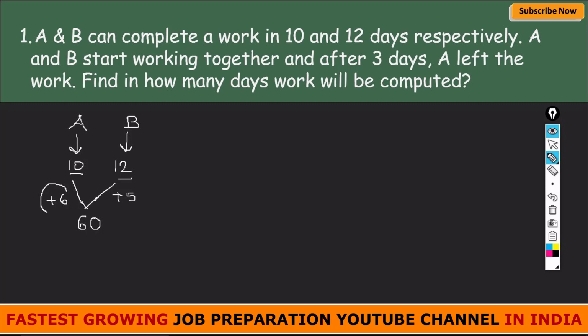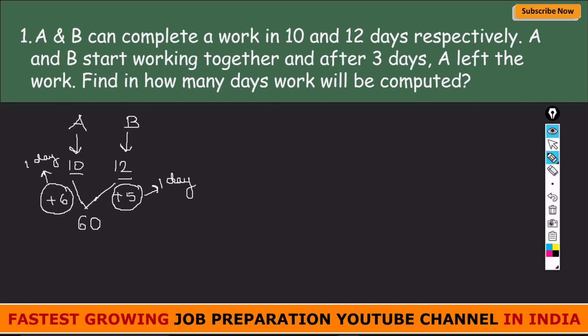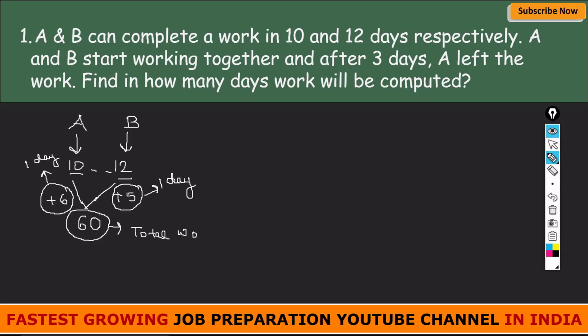This is the work that A does in 1 day. This is the work that B does in 1 day. And this is the total work that they both will do in 10 and 12 days respectively. This is a very important technique, I should say. You should always take out the LCM in this way, so that the later part of the question will be a piece of cake for you.